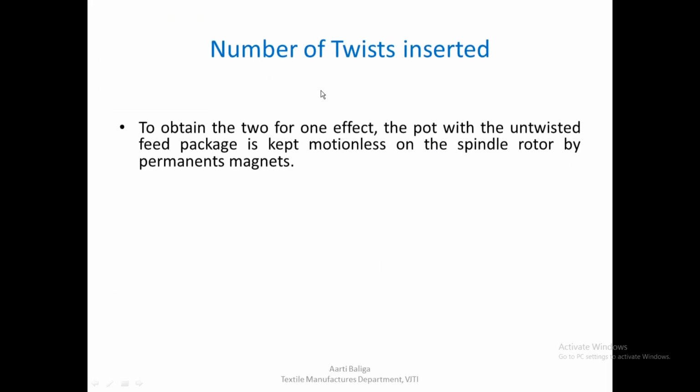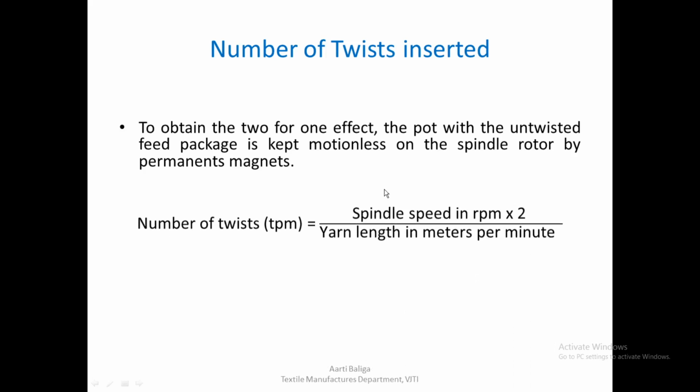So the number of twists inserted. To obtain the 2 for 1 effect, the pot with the untwisted feed package is kept motionless on the spindle rotor by permanent magnets. The pot does not rotate anywhere. We have seen that in the video also. The pot is stationary and is kept motionless on the spindle.